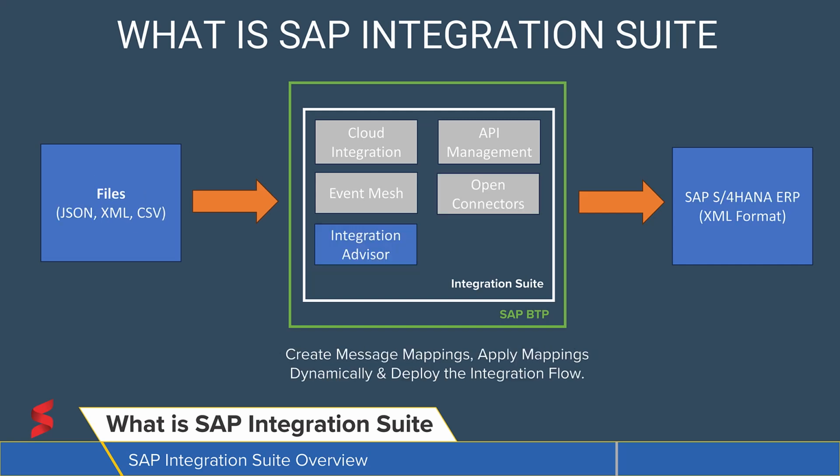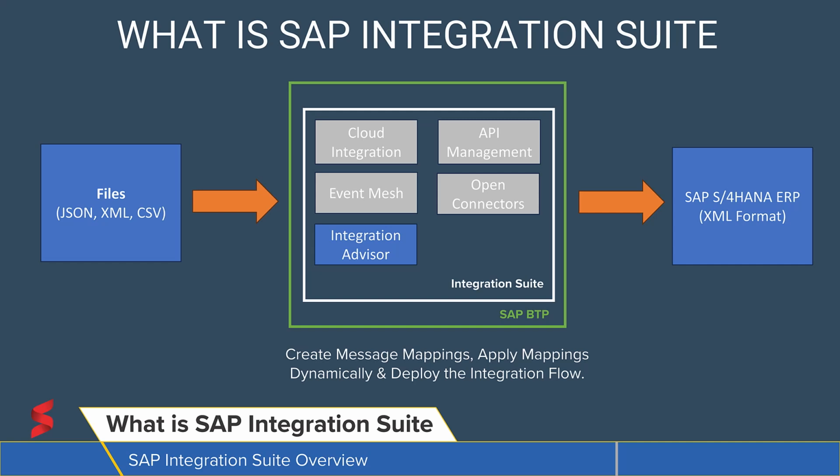So here's another scenario. Your company receives order data from different suppliers in various formats like, say, JSON, XML, CSV, and your S4HANA ERP requires all the incoming orders in a specific XML format. So what is the problem? Manually converting data formats for every supplier is time consuming and also prone to errors. And what is the solution?